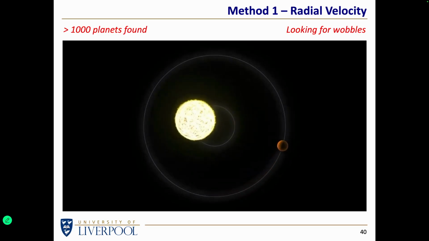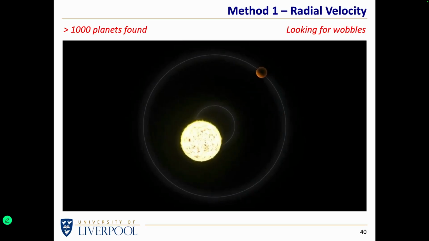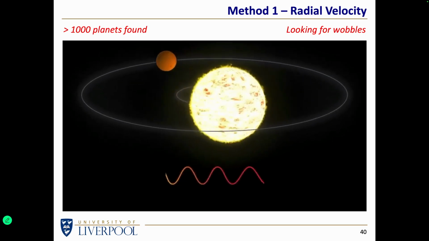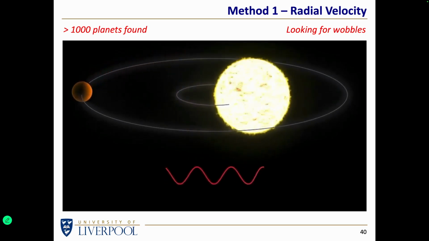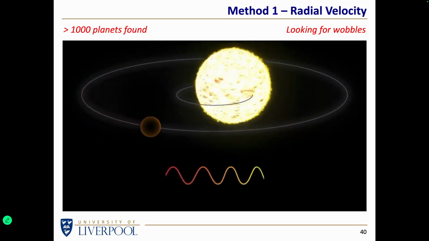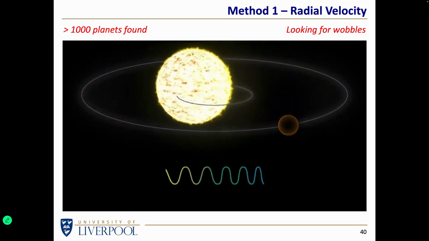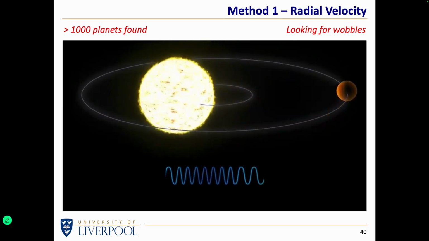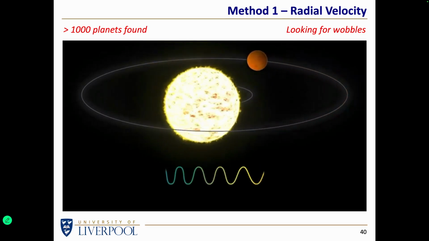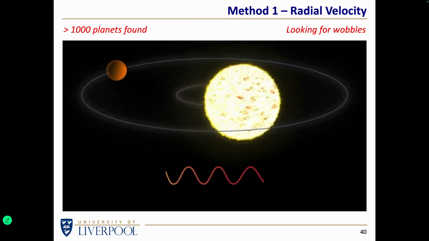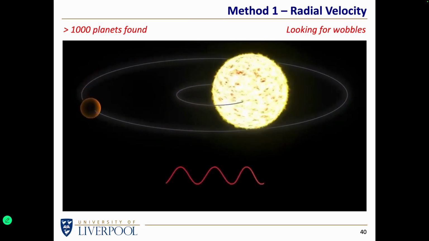So let's look at method number 1, radial velocity. If we imagine a star with a planet going around it, this cartoon is exaggerated for the sake of clarity. If a large planet goes around the star, then they both orbit around their common center of gravity, which means the star sometimes is coming towards us and sometimes is moving away from us.